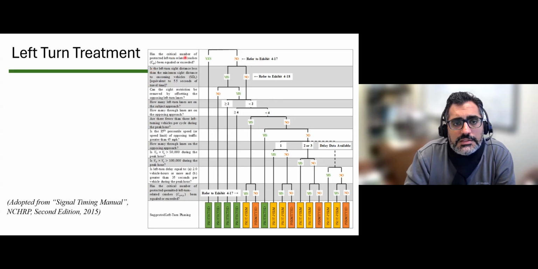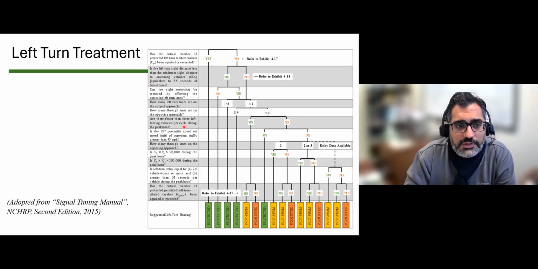One of them is crashes. So one decision is made based on the safety issues. Then the other one is sight distance. Again, going back to that safety issue. So if you answer yes or no, then there are some other tables to refer to, or you can just jump to a conclusion. Side restrictions, if they can be removed or not, how many left turn lanes exist, how many through lanes exist, are there fewer than three left turning vehicles per cycle?